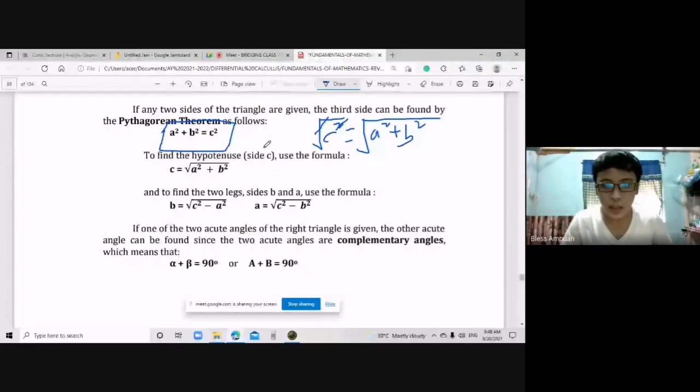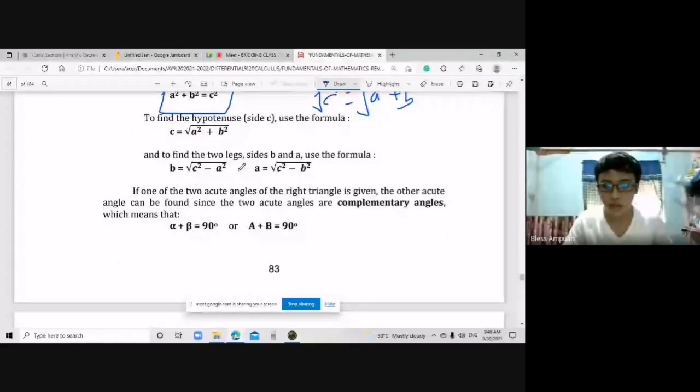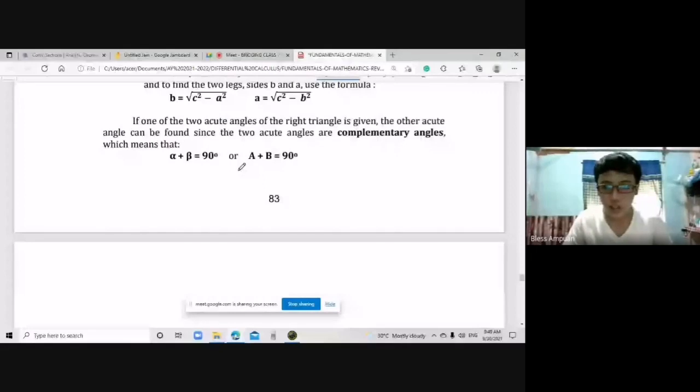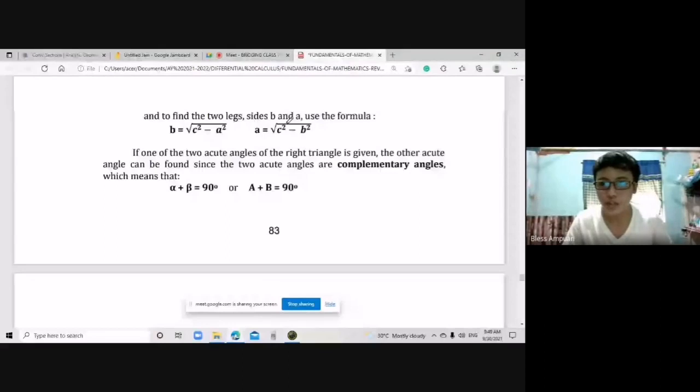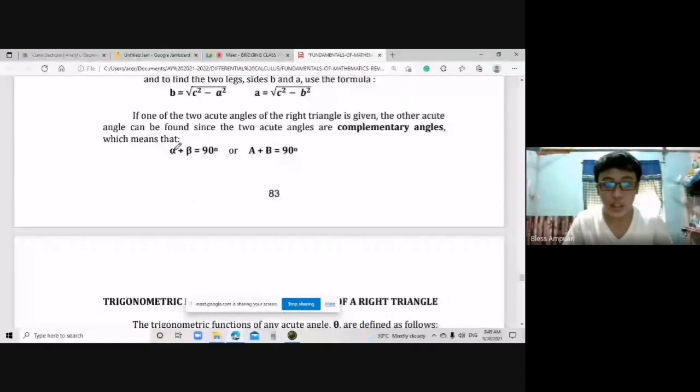The same method applies for b and a. You need to transpose c squared to the left side and b squared to the right side, then put a square root on them, so you get the direct formula for b and a. Also, if one of the two acute angles of a right triangle is given, a plus b is equal to 90 degrees.